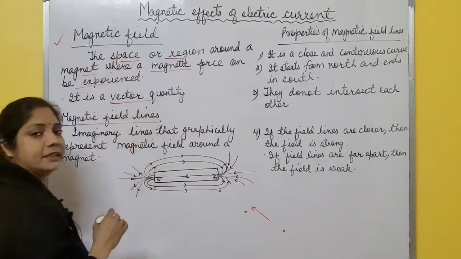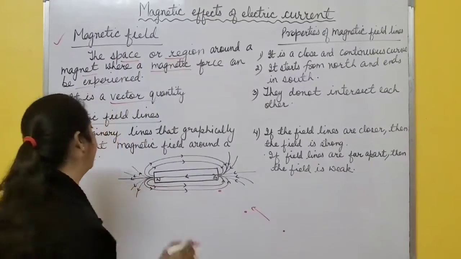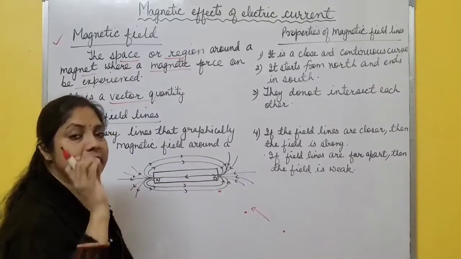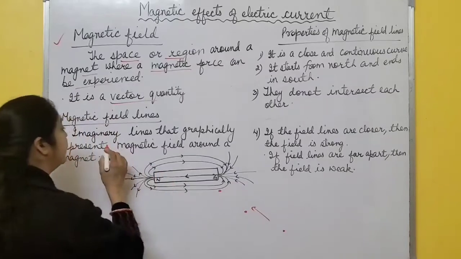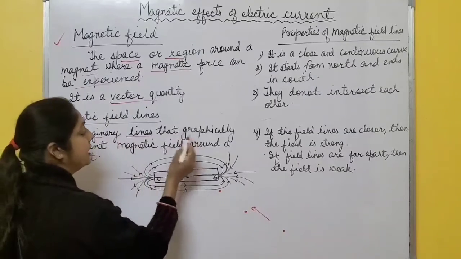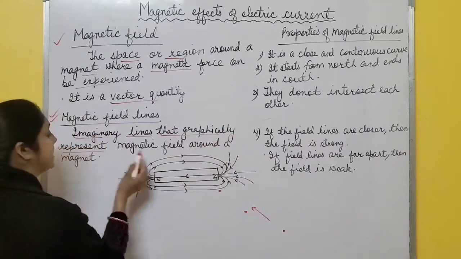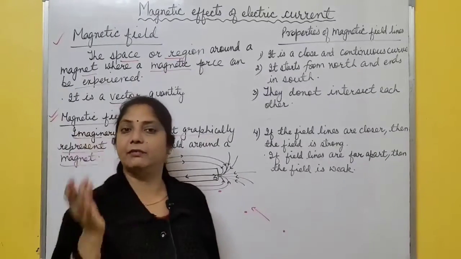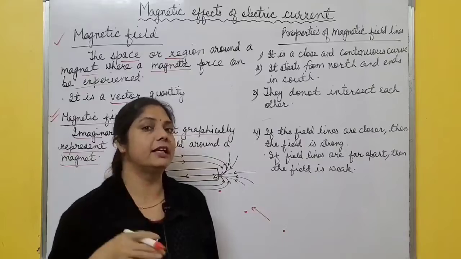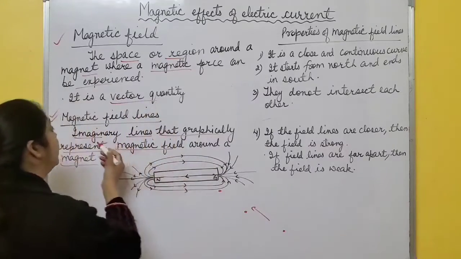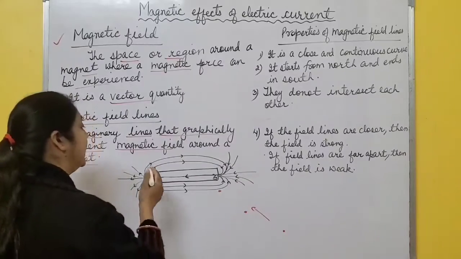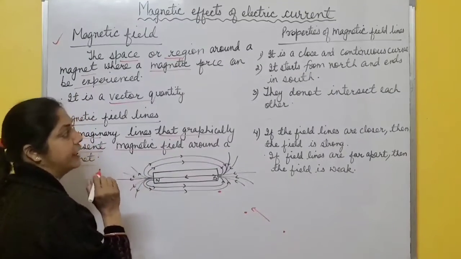Now, how do you represent this magnetic field around a magnet? With the help of magnetic field lines. You can't see magnetic field lines; they are just imaginary lines. Magnetic field lines are imaginary lines that graphically represent the magnetic field around a magnet. There are some properties of these magnetic field lines, right?